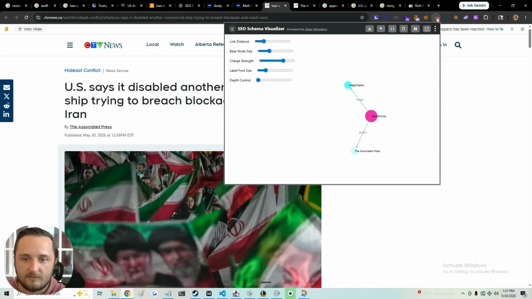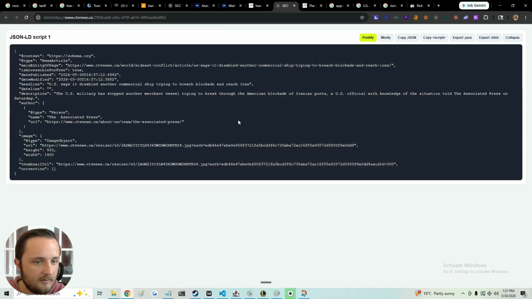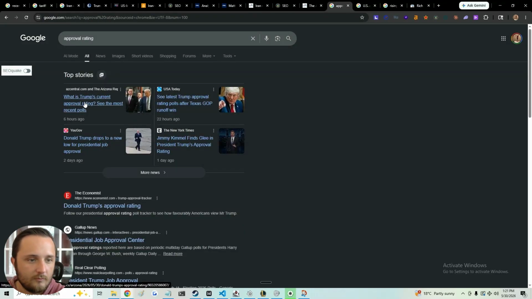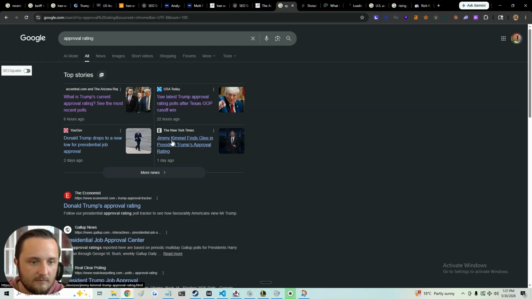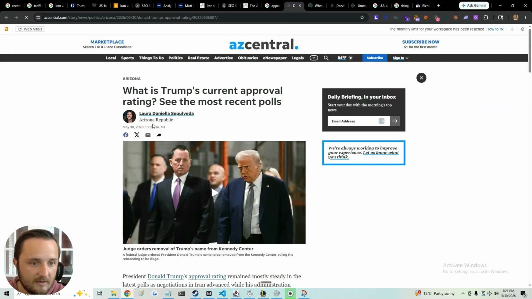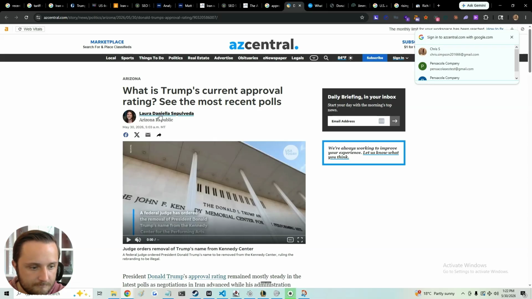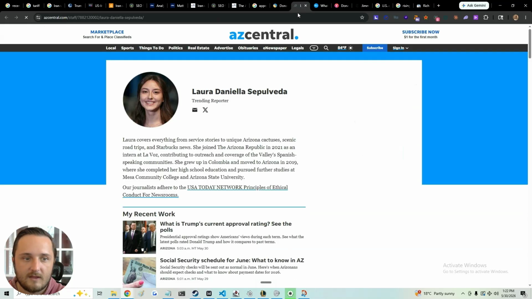I wonder what they did in their schema. Oh, interesting. In their schema, they put author as a person, with the name of the other organization. That's interesting. Huh. Okay. Then we'll do this one. So 1, 2, 3, 4. They've got an author card. Continue without supporting. So if we go to this, it takes us to their staff.